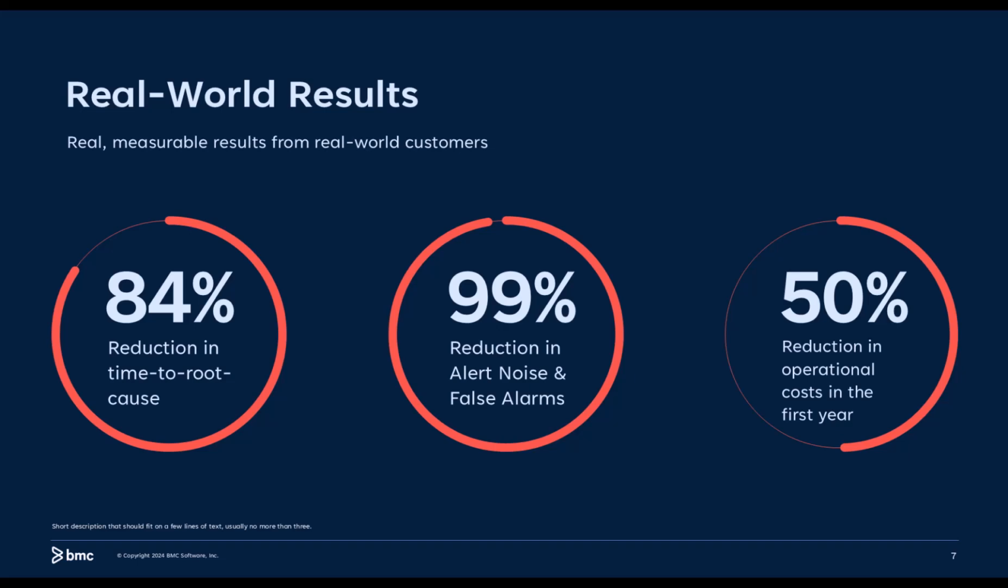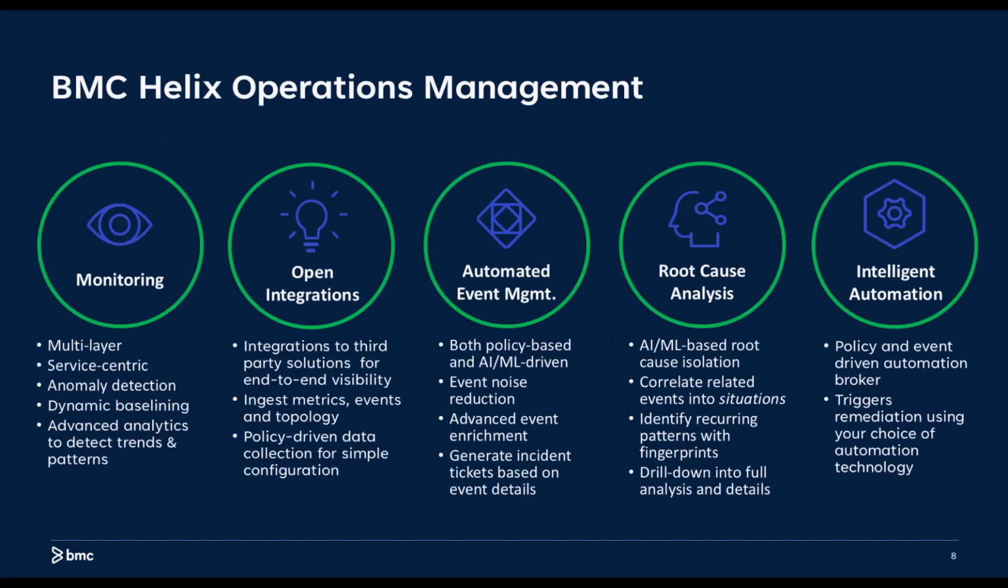BMC Helix Operations Management is designed as a comprehensive operations management solution. It includes AI-driven automation that helps IT drive business success instead of just being in a reactive firefighting mode. Centralized observability allows you to resolve issues faster and prevent critical problems. And by making sure that we're getting intelligent alerts and automated issue resolution that eliminate alert fatigue, we can drastically decrease the time it takes to resolve those issues and increase the time that our users can spend being productive.